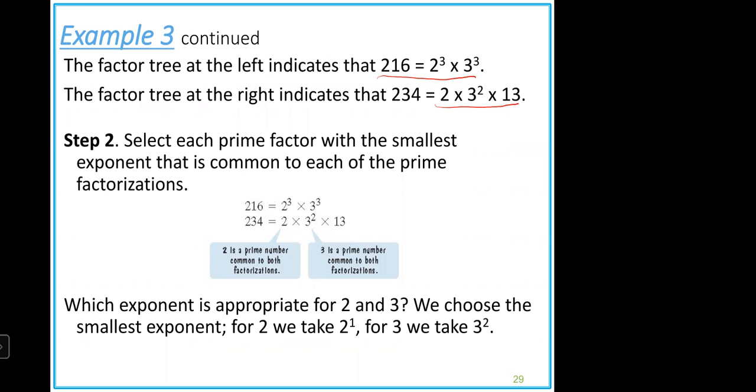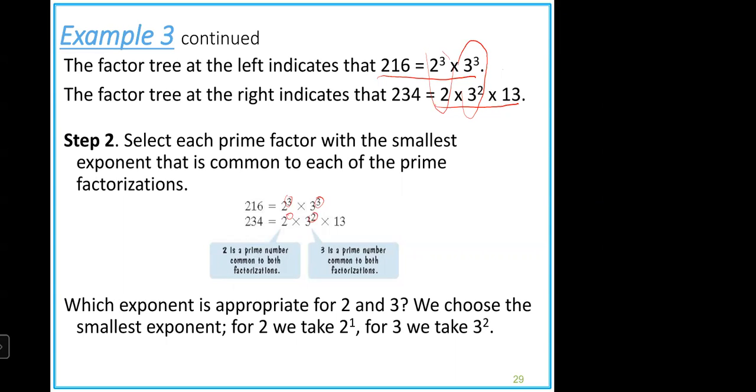So the ones that are common are 2 and 3. We have 2 in both of these, and we have 3 in both of them. We only have 13 in one of them. So for the greatest common divisor, we're going to look for 2 and 3. Those are the ones that are common. And then it says choose the one with the smallest exponent. The exponent is the power, these powers.